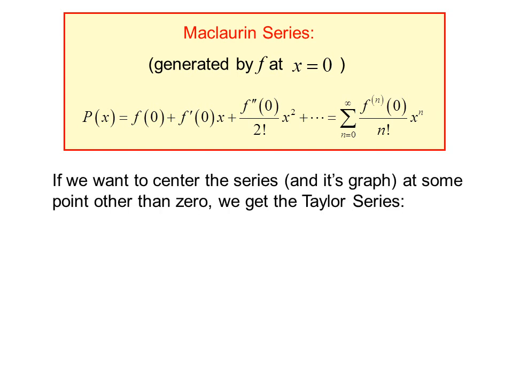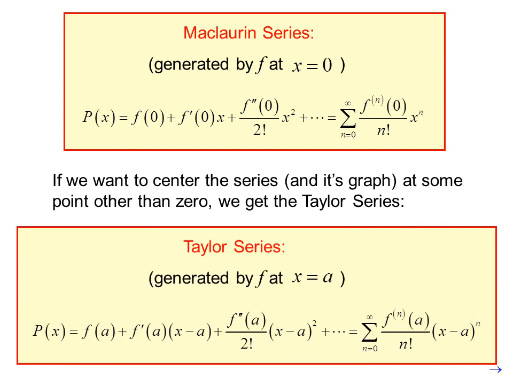If we want to center the series and its graph at some point other than 0, we get the Taylor series. The Taylor series is generated by f at x equals a. So what we've done then is shift the graph a distance of a to the right.